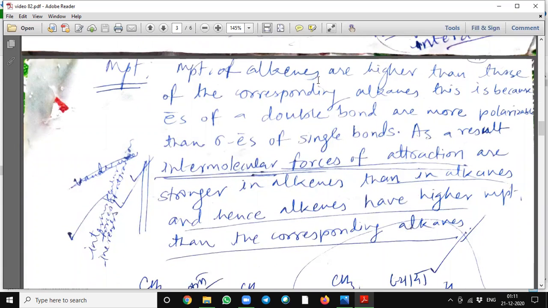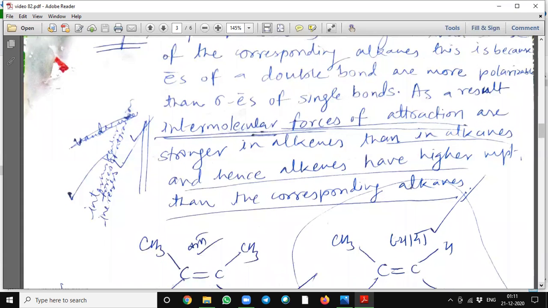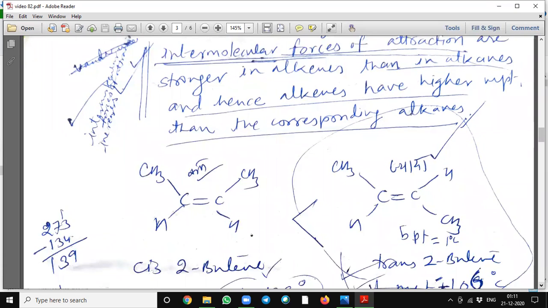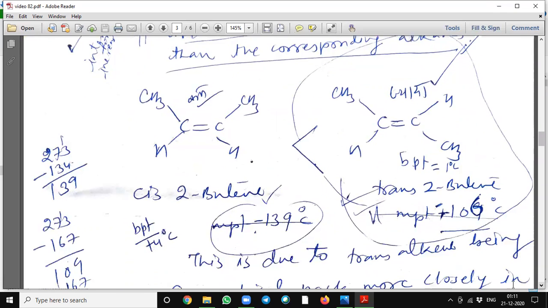Melting point. The melting points of alkenes are higher than those of the corresponding alkanes. This is because electrons of a double bond are more polarizable than sigma electrons of single bonds. As a result, intermolecular forces of attraction are stronger in alkenes than in alkanes, and hence alkenes have higher melting points than the corresponding alkanes.